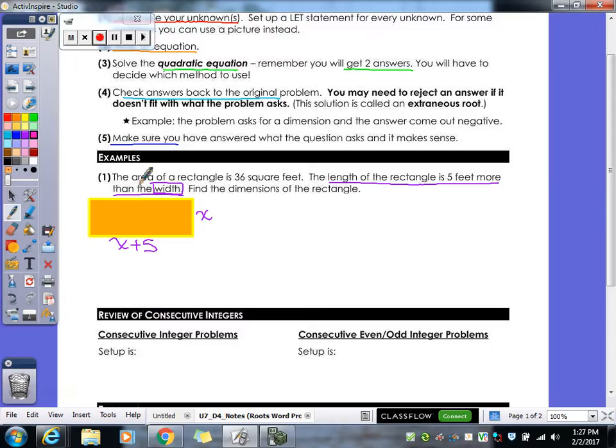So if we look back up here, they tell us the area of the rectangle is 36 square feet. So how do we find the area of a rectangle? Length times width. So I have to multiply my length and my width, and it's going to equal 36. So x times x plus 5 equals 36. So now we can start solving. We want to distribute first. x times x would give us x squared. x times 5 gives us 5x, and it equals 36.